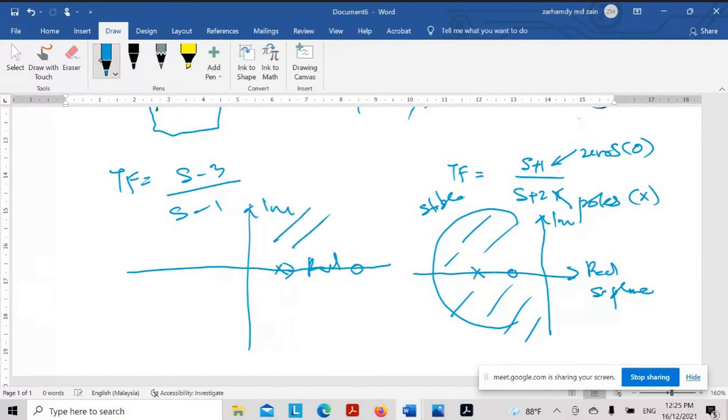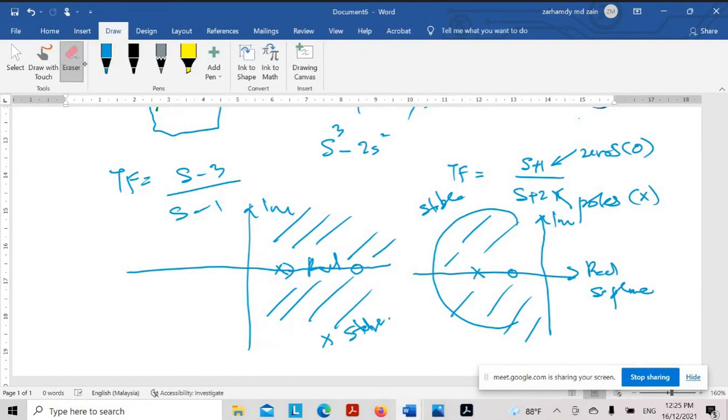So this means that if the roots are located in the right-hand plane, this region is unstable. Okay, for example now, if we have S power of 3 minus 2S squared plus 7, let's say we have S minus 3.